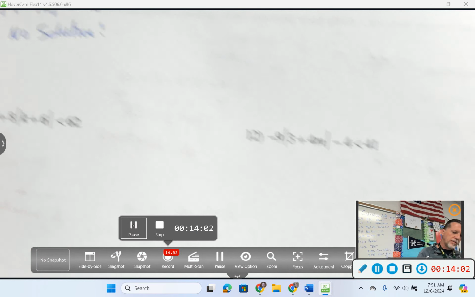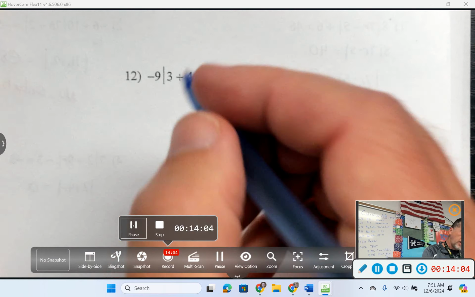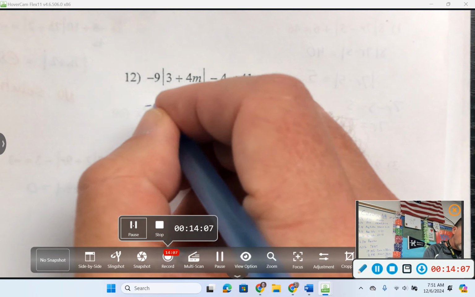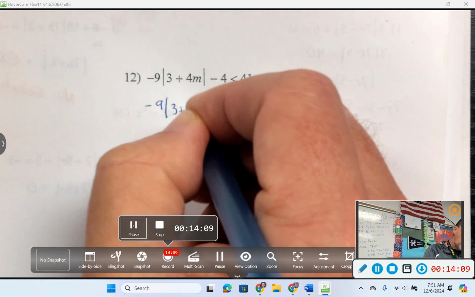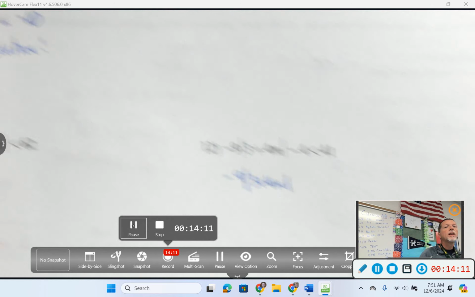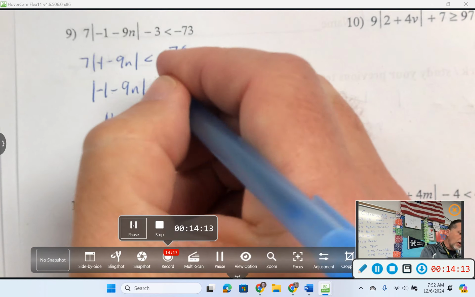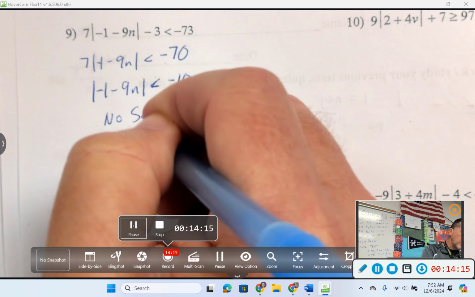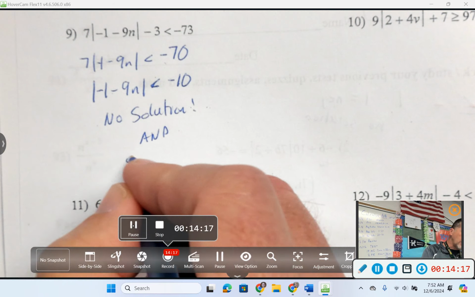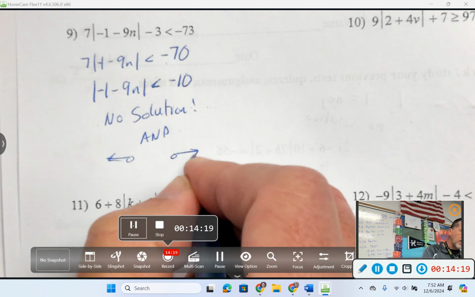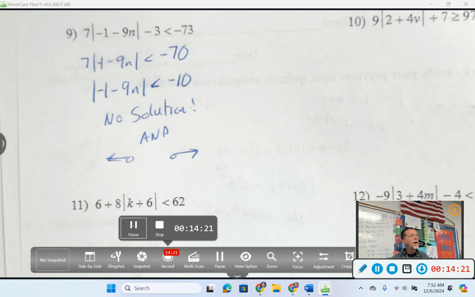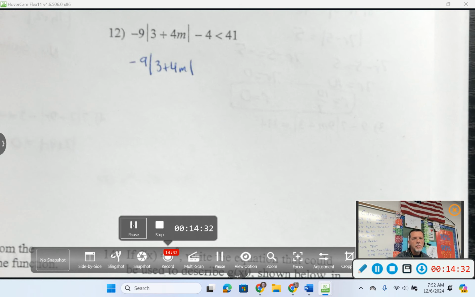Number 12. Because if you graph it, you can get an and problem. Let's go ahead and think that through. Less than is an and problem. If you graph it, you're going to end up with arrows pointing away. But you're looking for the overlap, and there isn't any overlap, so there's no solution. So you can still get there, kind of going the long way. Back to number 12.